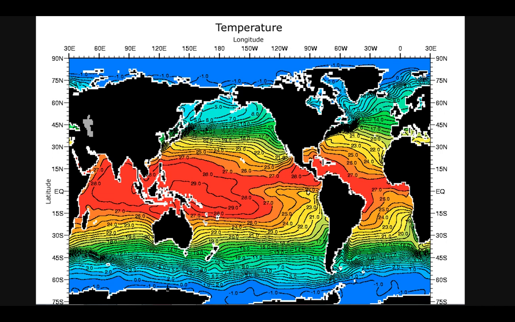And you can also see that we have the various temperature colors. So we can see that the water in and around the equator here in the red is going to be significantly warmer than the water that is in dark blue at the north or south pole.